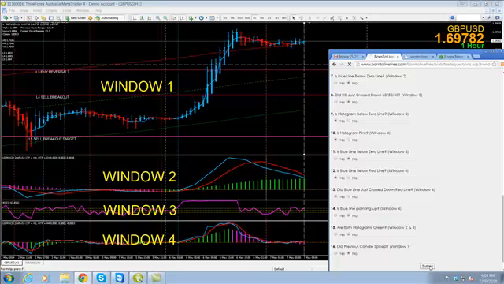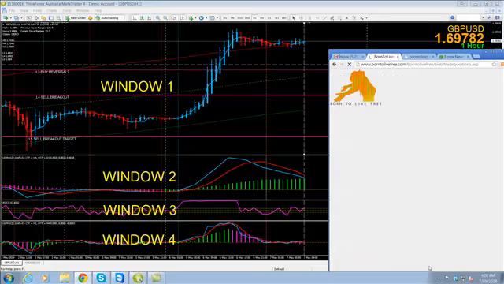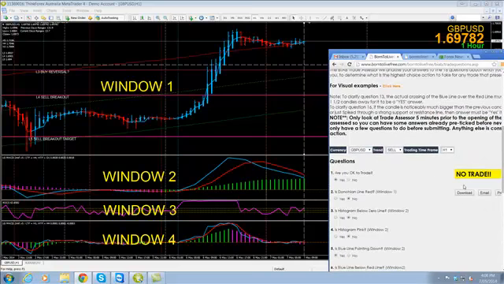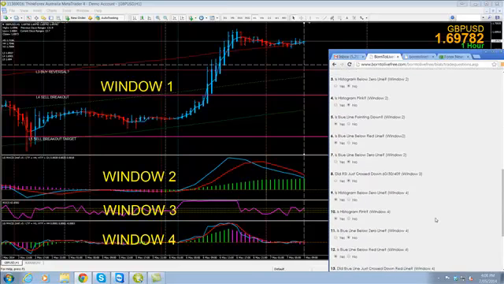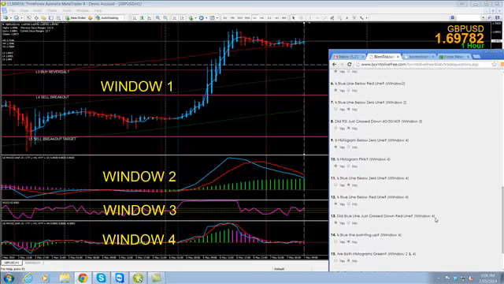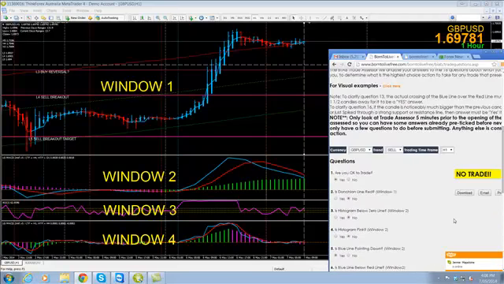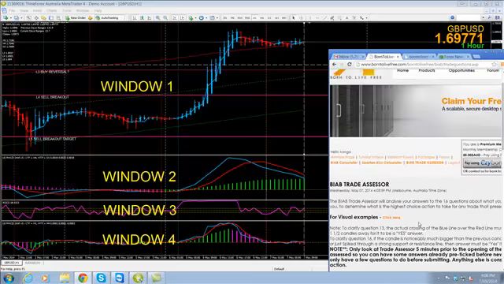Okay, so we've pressed submit, so we should be getting, and here we have no trade. Okay, so all you need to do is just answer the questions as per what you see, not what you'd like it to be. Okay, so at this stage we'll walk away from the computer and perhaps there'll be a trade the next time we come.